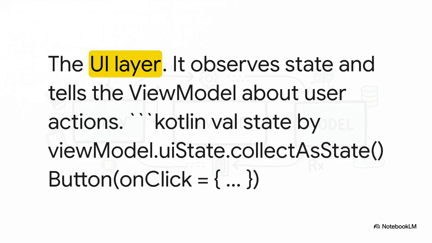And finally, we have the view. In Jetpack Compose, this is our CounterScreen. And notice it has two very simple jobs. First, it observes or collects the state from the view model, so it's always listening for changes. Second, when the button gets clicked, it doesn't try to change the count itself. No. It just tells the view model, hey, the user tapped the button, and it calls that incrementCounter function.